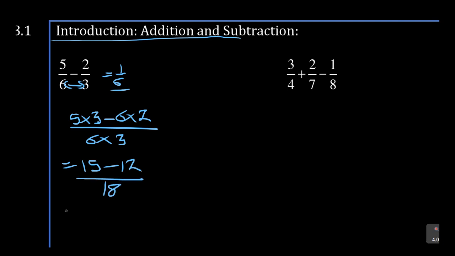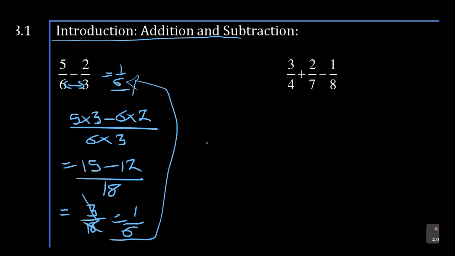3 is 18, right? Now, 15 minus 12 is 3, over 18. Now, 3 into 3 is 1. 3 into 18 is 6. Did you get that part? Okay. That is a simpler version of doing it.